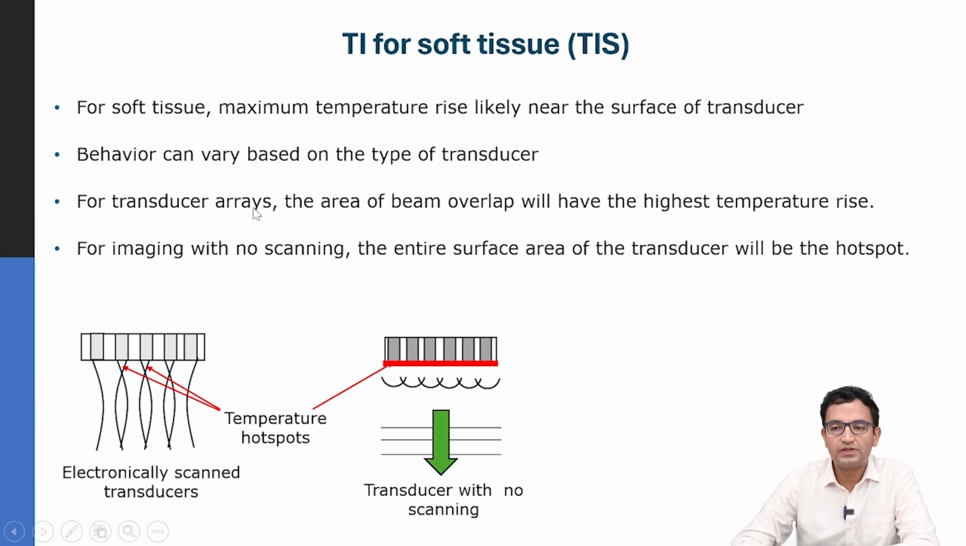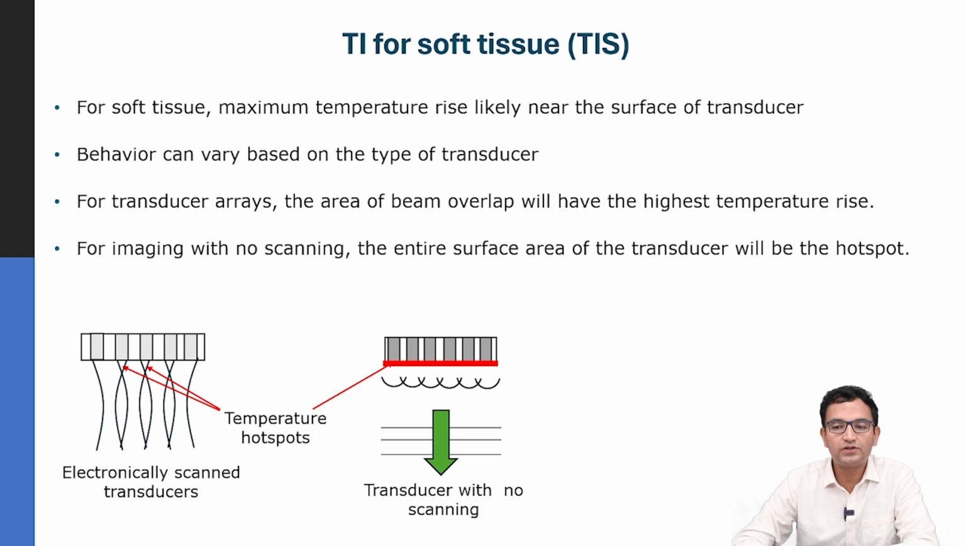For array transducers, the area of beam overlap usually has the highest temperature rise. So this is shown in this schematic. What we are doing is, we are firing a beam here, then we are shifting and firing the beam again, and shifting and firing the beam again, and here you see 4 beams with some overlap between consecutive beams. What's interesting is, this area of overlap receives 2 beams rather than 1, therefore the highest amount of temperature rise can be expected in this area.